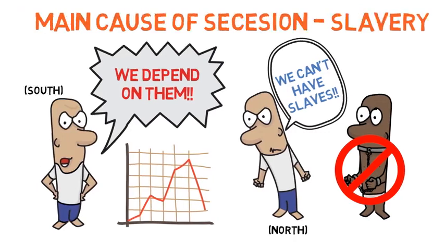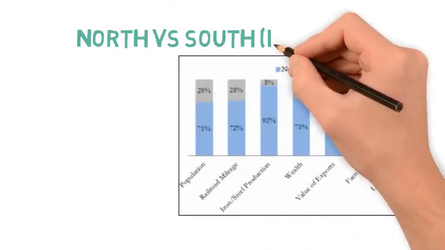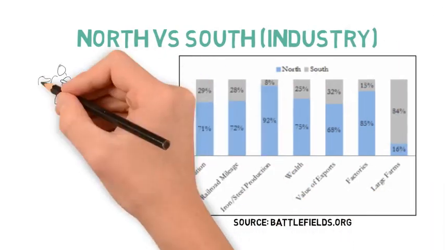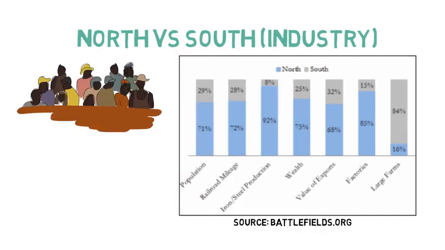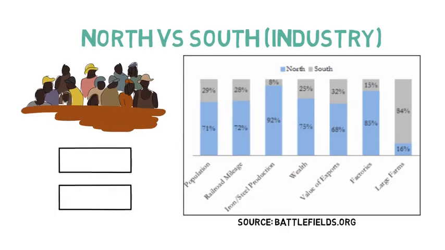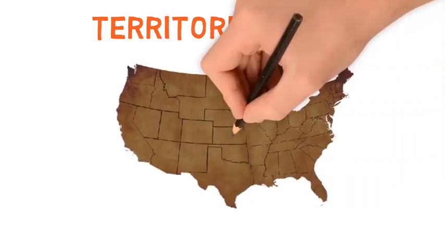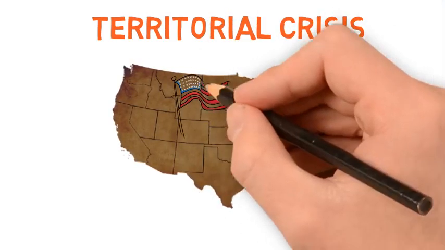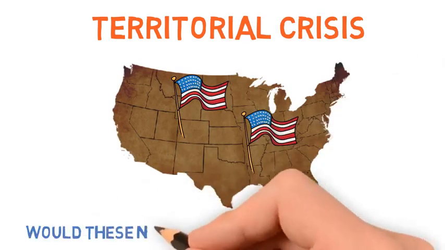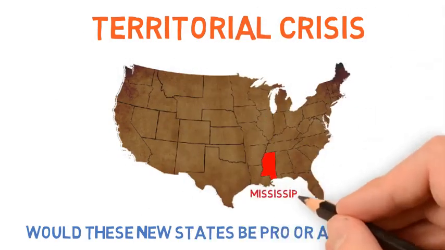We can relate this to the fact that the North was more industrial than the mostly rural and agricultural South. There was also the issue of racism and the fear that some people had of integrating African Americans into society as their equals. Another issue at hand was the territorial crisis. With the addition of new territories to the Union, there was an important question to be answered. Would these new states be pro or anti-slavery? They tried equally distributing them, but some caused a collision of forces on each side, like Mississippi.